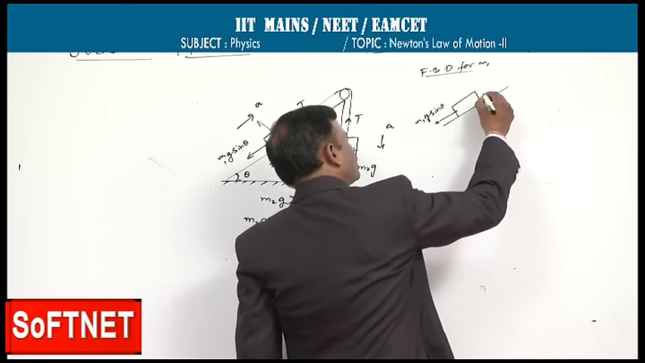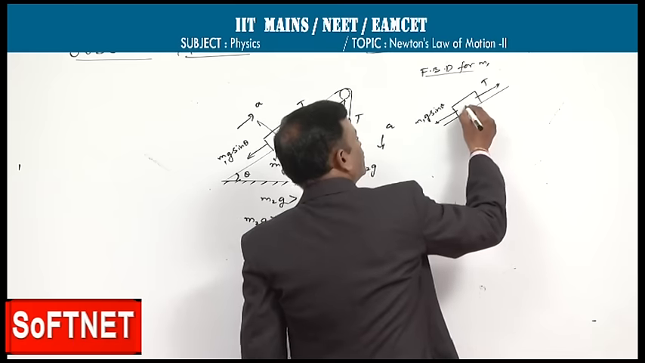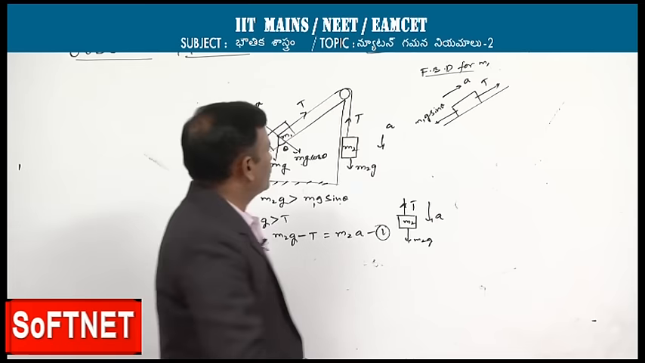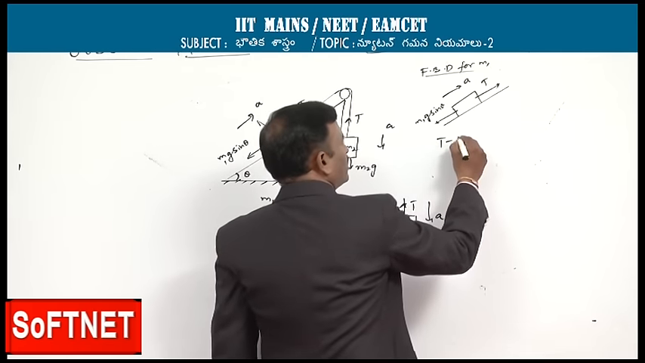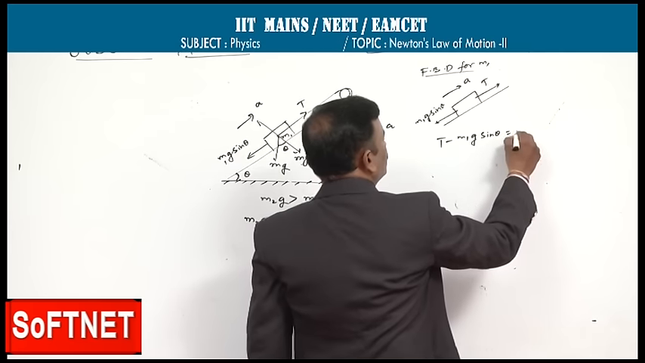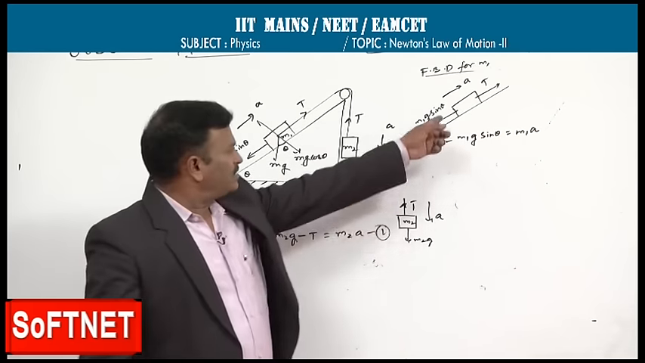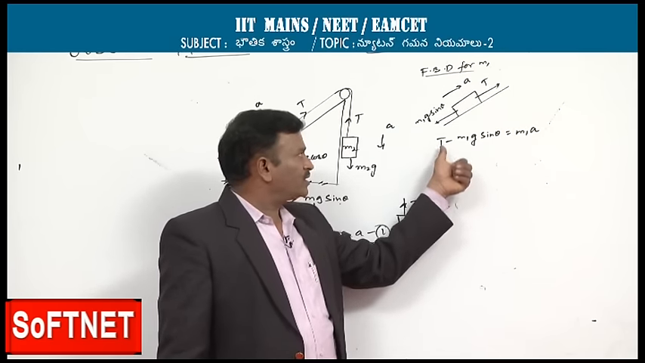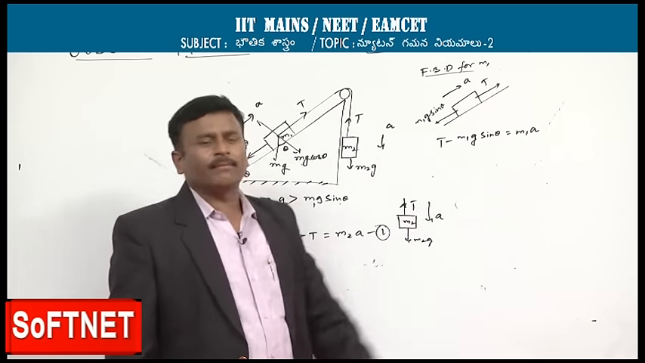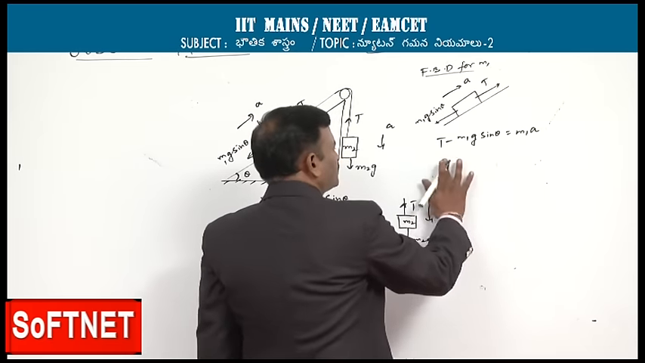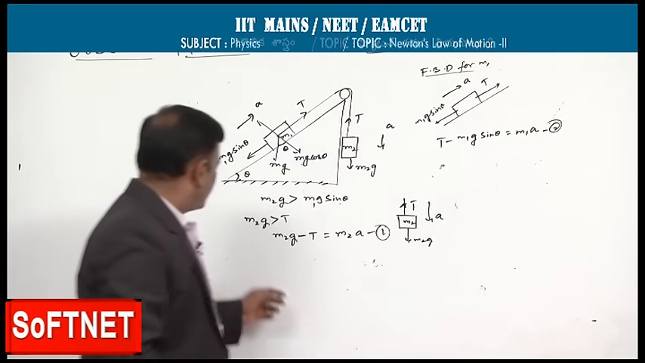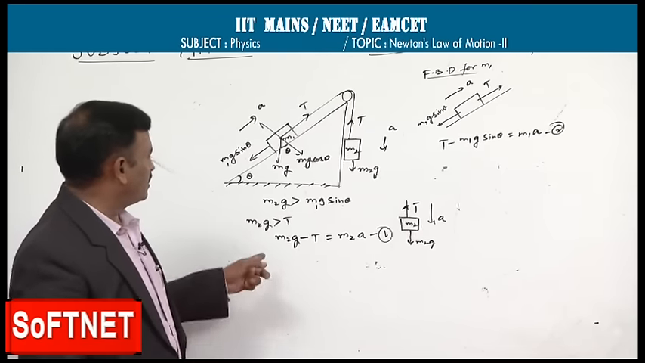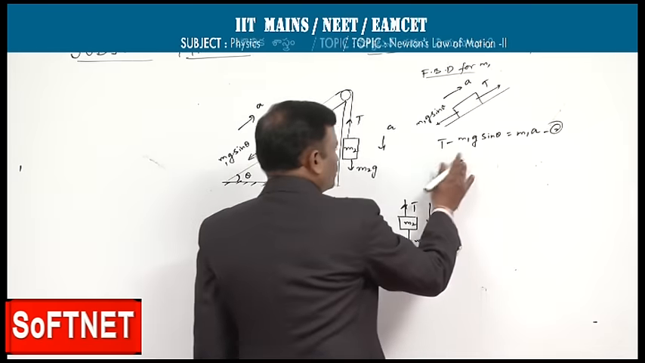m1g sin theta is acting down, and this is tension. The resultant is moving upwards along the inclined plane, so you can write T minus m1g sin theta should be equal to m1a. As m1g sin theta is acting down and T is acting up, the resultant one must be T minus m1g sin theta is m1a. So this is equation 2.